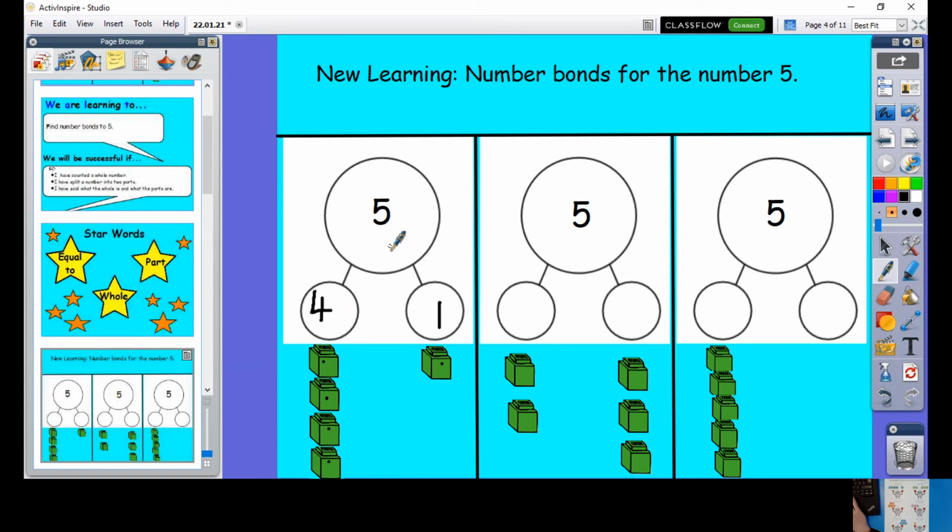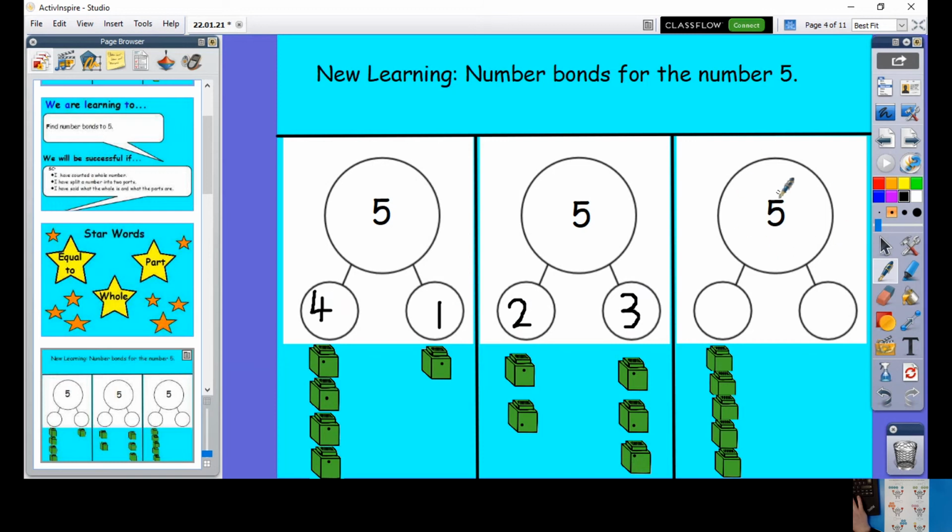But I can split 5 up a different way. Let's have a go over here. All right, let's count. 1, 2. 2 in this part. 3 in this part. Let's count here. 1, 2, 3. 3 in this part. 2 and 3 makes 5. And let's check we've got 5. 1, oh no, don't count from 1, do we? We count from 2. We count on 2, 3, 4, 5. Okay, fantastic.